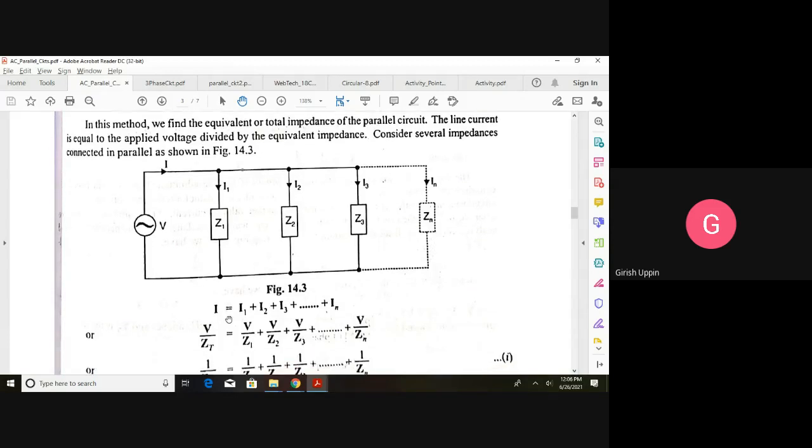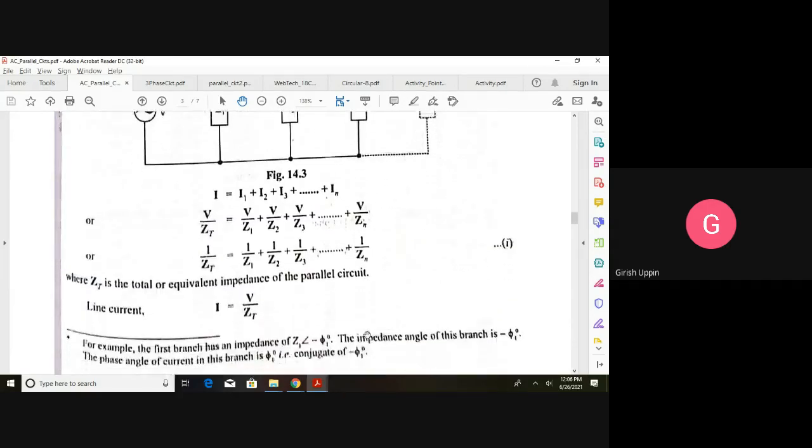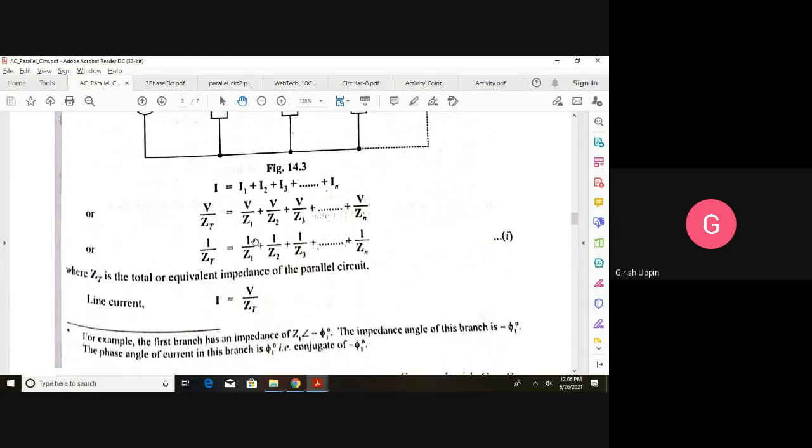So therefore, I is V by Z total, or equivalent. And I is what? Here V is equal to I1 into Z1, so I is equal to V by Z1 plus V by Z2 plus V by Z3 and so on. And if we cancel the V from both sides, what do we get?